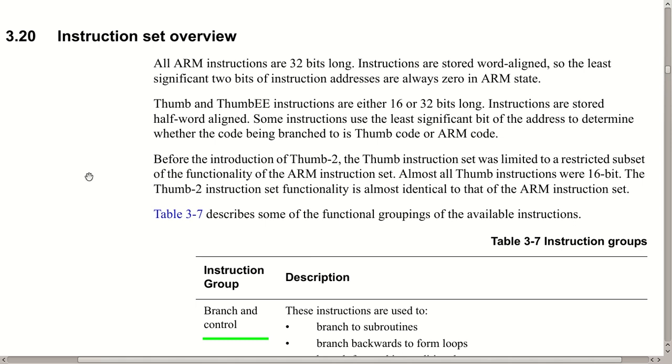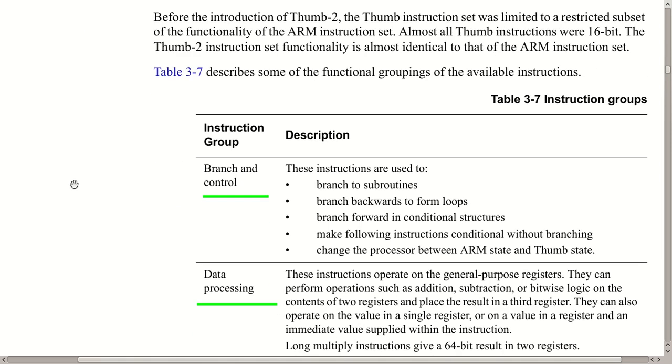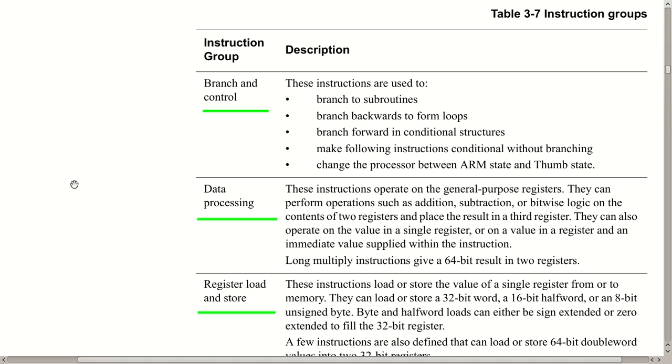Later Thumb-2 instruction set, which is a mixture of 32-bit and 16-bit instructions, was introduced to have good performance and better code density. We are going to discuss only ARM instruction set here. So let us see how they are classified. They are classified under 5 main groups.